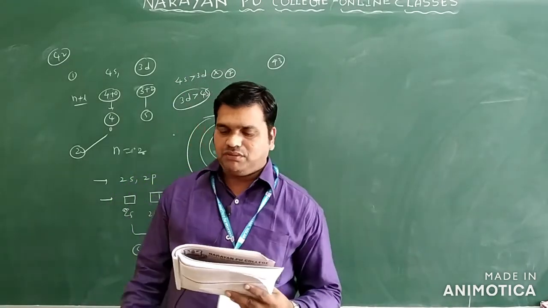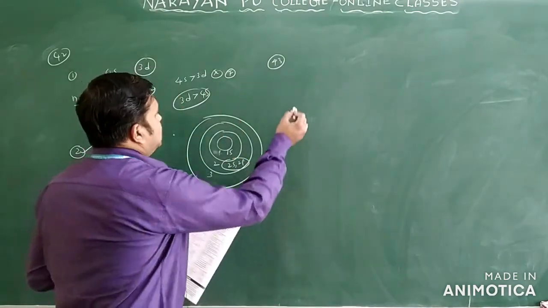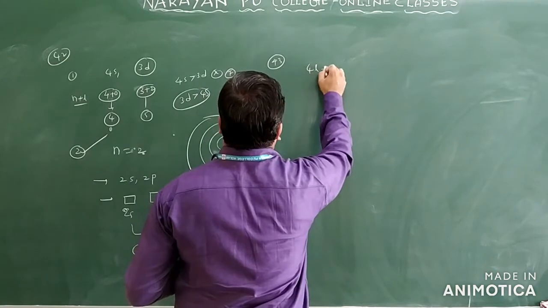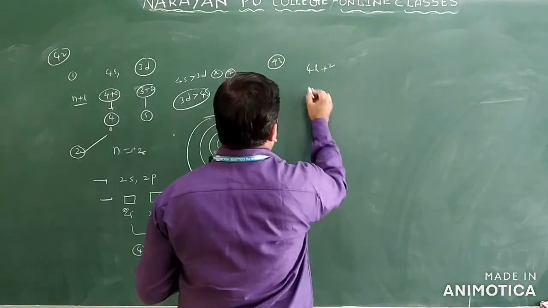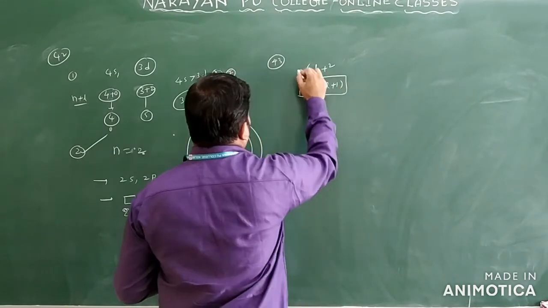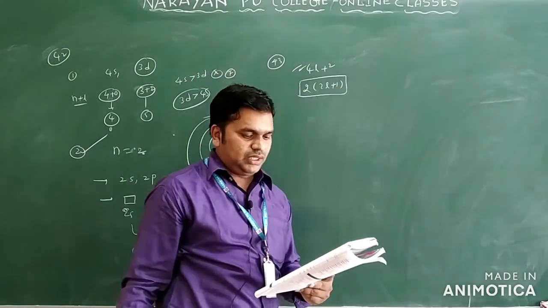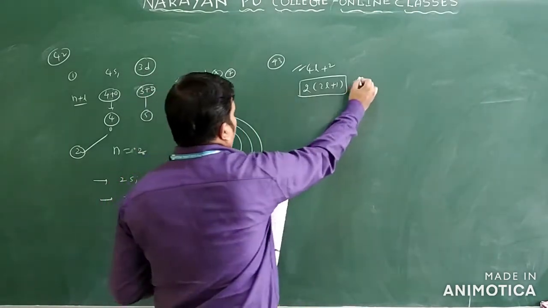Question 43 is next. The maximum number of electrons in a subshell is given by a direct formula: 2 into 2l plus 1, that is 4l plus 2. This is the formula, and that is the direct answer to the question. We have that option.